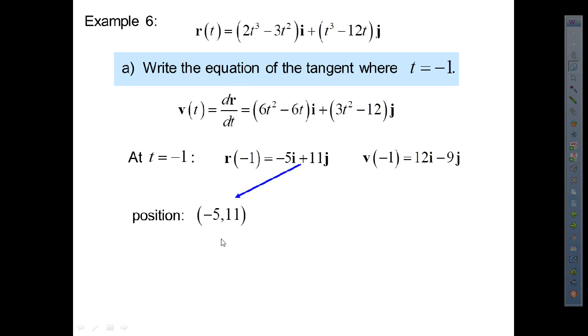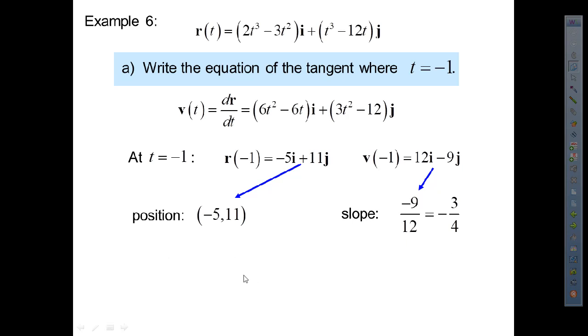So its position is negative 5, 11, and its slope is going to be the magnitude of this. Actually, no, it's not. It's going to be y over x, because it's rise over run. So it's going to be negative 9, that's the y part, rise over 12 run, that's the x part, so we end up with negative 3/4. That's something new. Remember, we've got two components here, so we've got to remember that the slope is rise over run. In this case, it's negative 3/4.